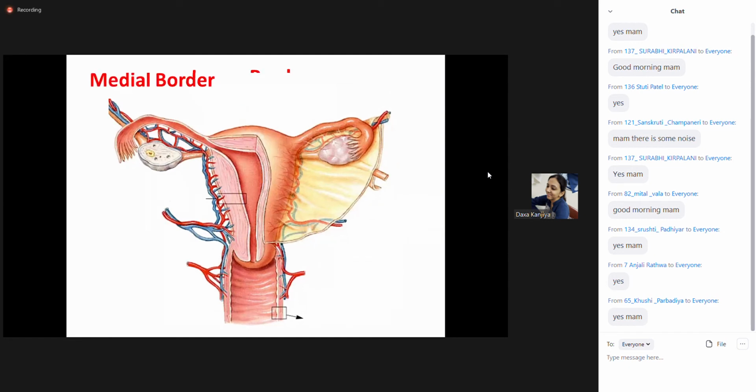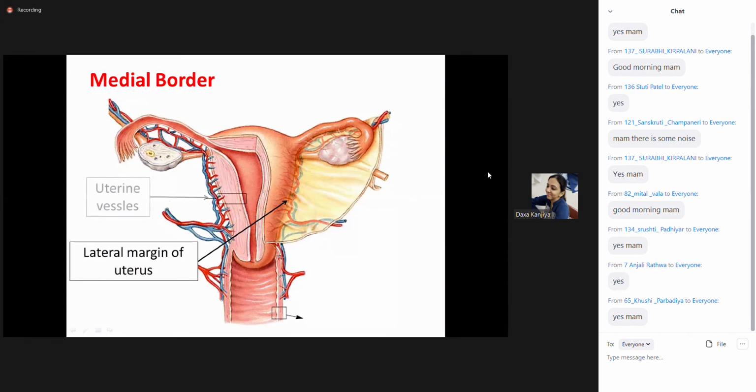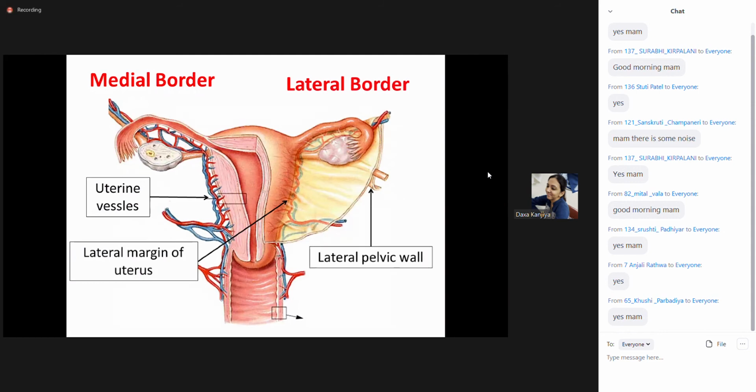Now the medial border. If you see here, it is attached to the lateral margin of the uterus and it is closely related with the tortuous uterine vessels, artery as well as vein. The lateral border, if you see here, is the vertical lateral border which is attached to the lateral pelvic wall.